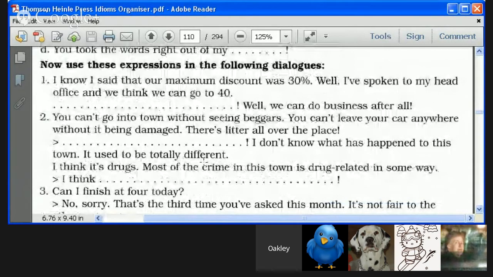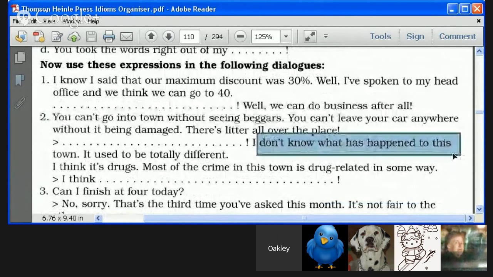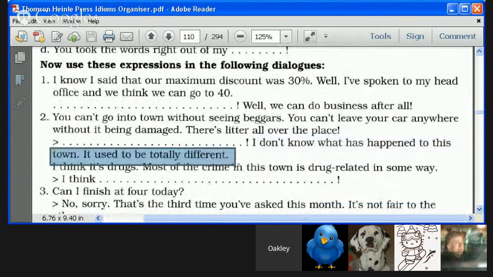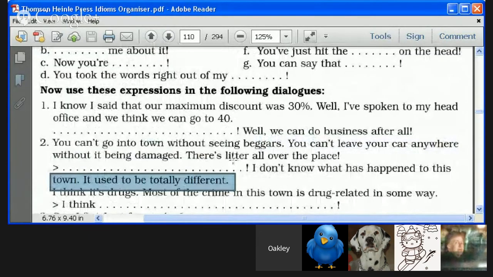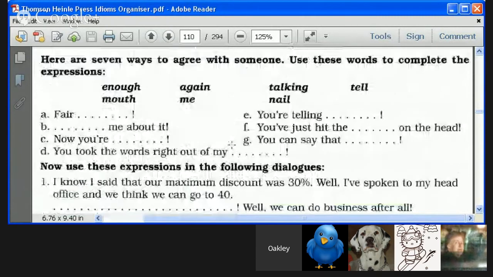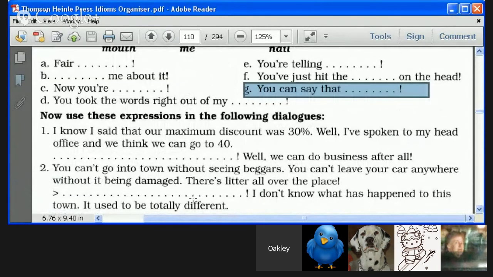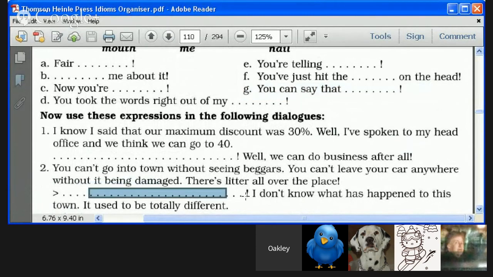It's difficult. You can say that again? I don't know what happened. Oh, you can say that again. Yeah, any of these could be used for strong agreement, frankly. Some of these are interchangeable, more or less. "You can say that again" is very good here.